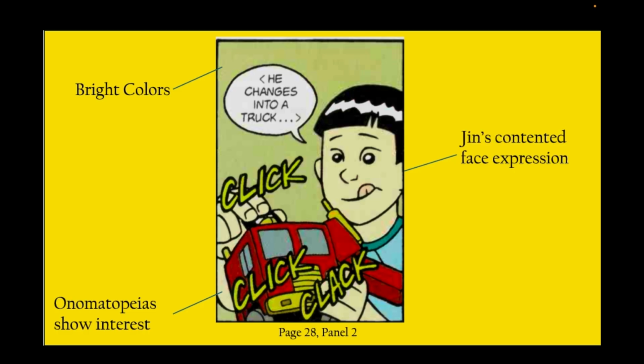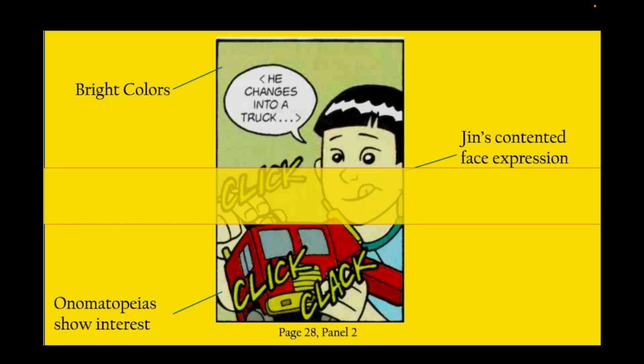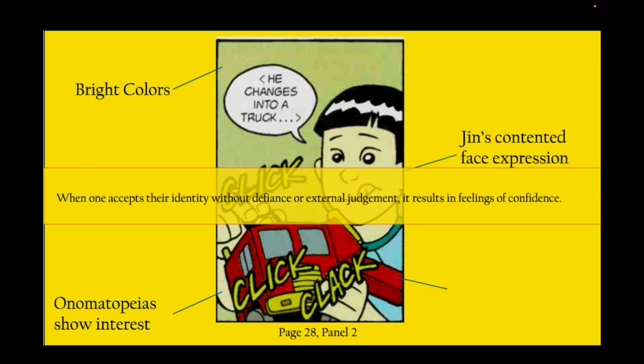The author uses this to suggest that at this point, Jin feels safe and whole within his identity, and he does not yet view his Chinese background as something that separates him from others. This connects back to the author's message: when one accepts their identity without defiance or external judgment, it results in feelings of confidence.